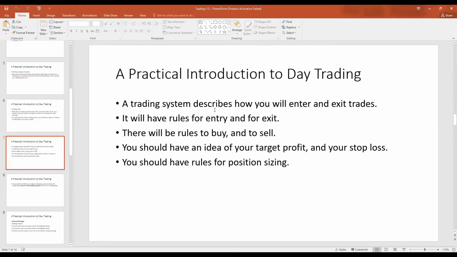Another rule for exit would be the target profit. So you have an idea where you want your profit to be. If the price of the asset reaches the target profit, the trade can close and give you your target profit. Your trading system should also have rules to buy and rules to sell. You should have an idea of where your target profit should be and where your stop loss should be. You should also have rules for position sizing.